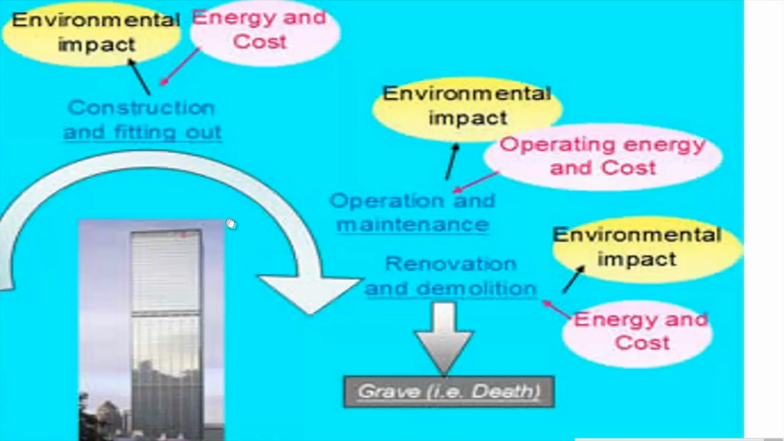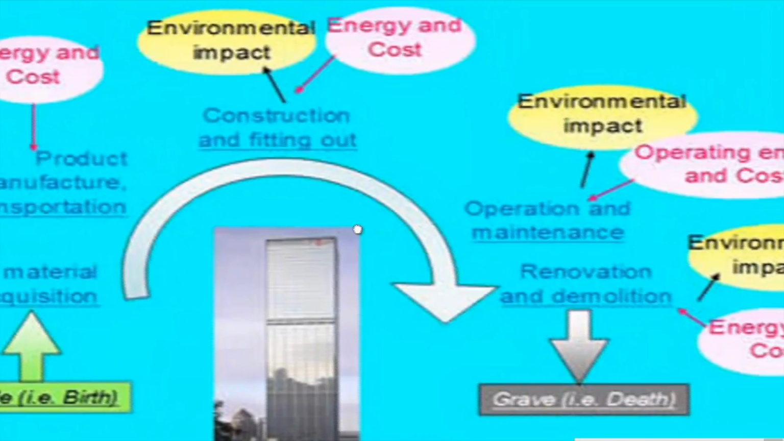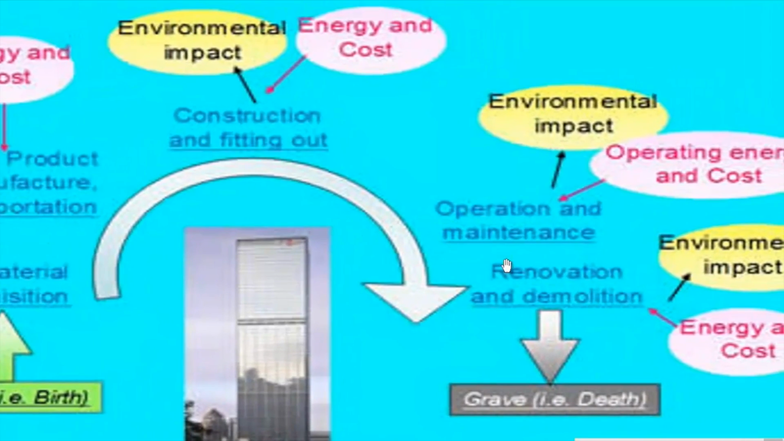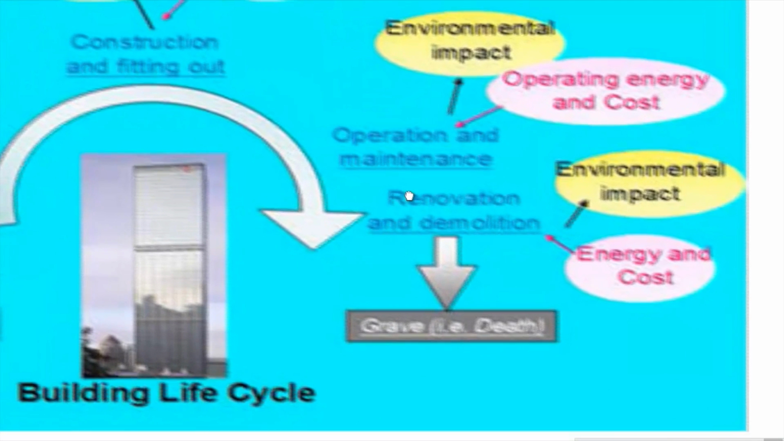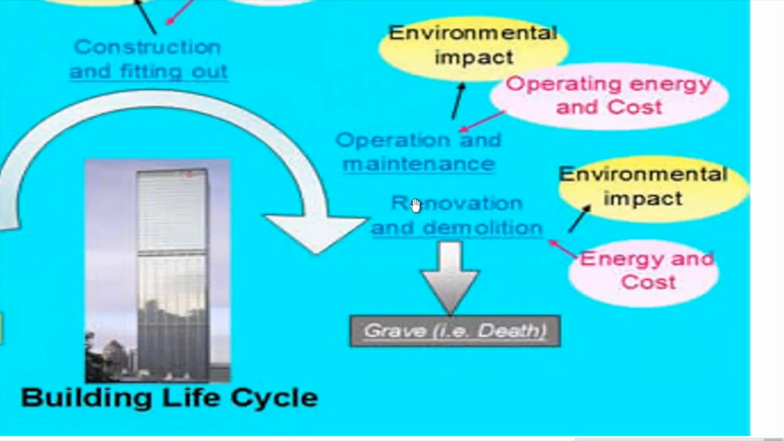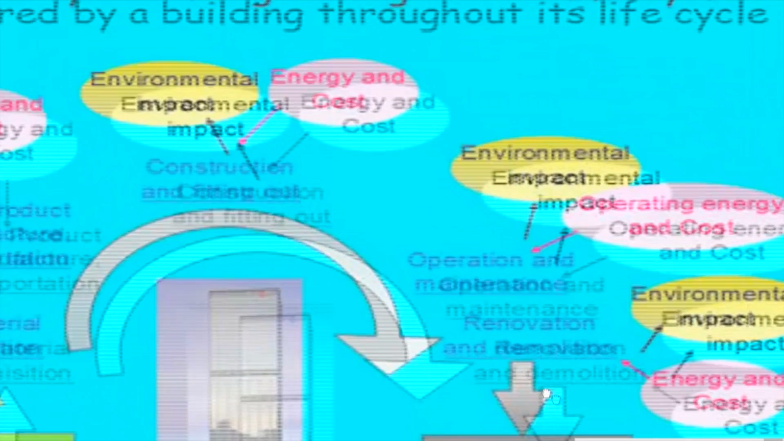We all know that over a period of 60 years, any type of building requires some amount of maintenance, and also renovation and demolition, whether it needs to be renovated in a proper way or demolished and rebuilt again. Everything includes the end of life of the building. Again, if you look at it, there is environmental impact, energy and cost of the material.